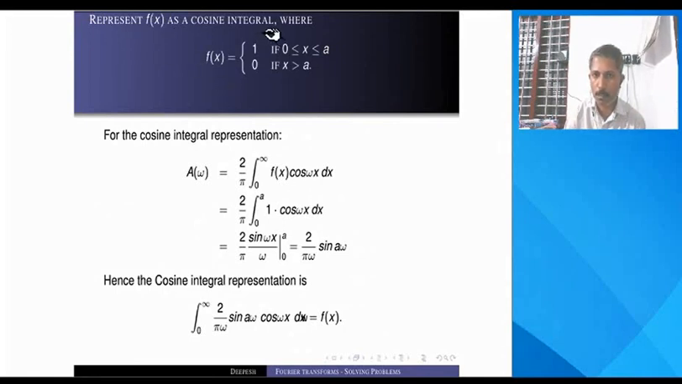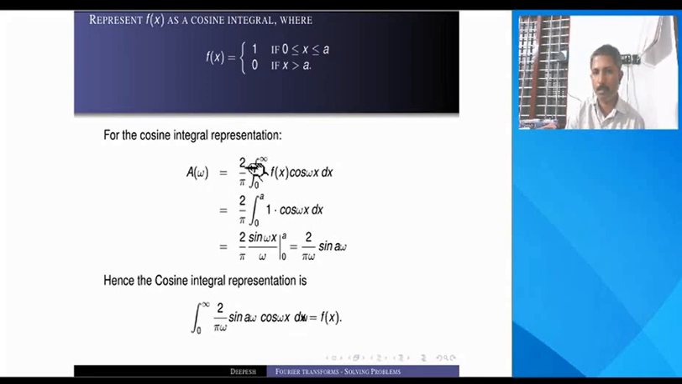This is a typical problem for finding the cosine integral representation. So the function is given, it is a simple function. It is 1 for 0 to a, and beyond a it is 0. So it is given on the right hand side, that is positive values only. And you have the cosine integral representation, the integral of a omega cos omega x d omega. What you have to find is a omega.